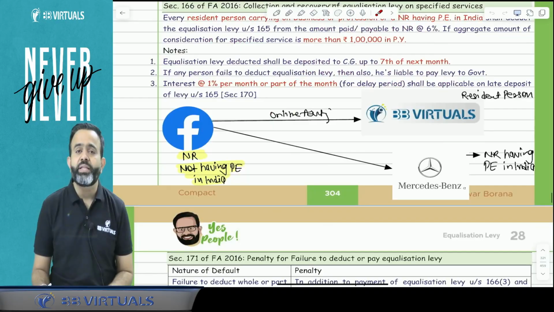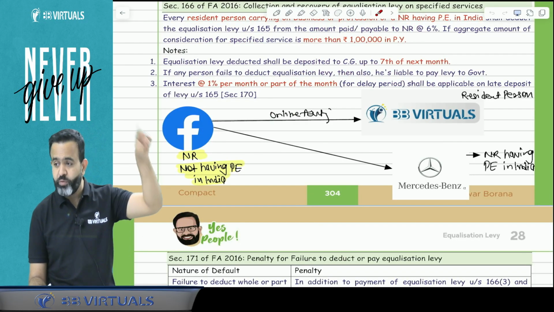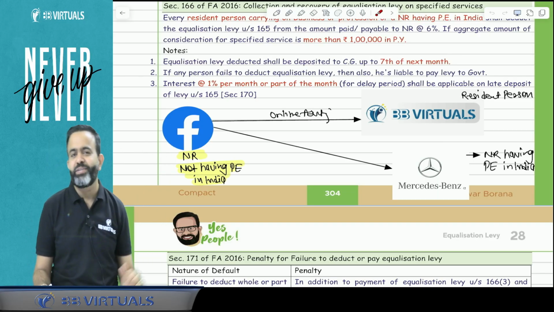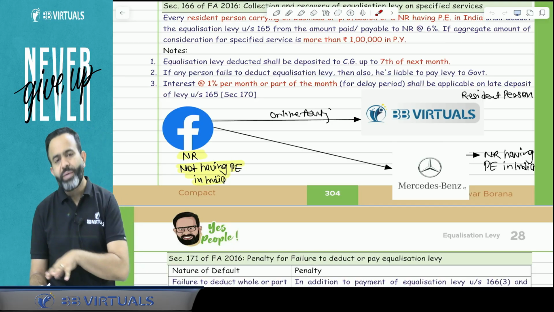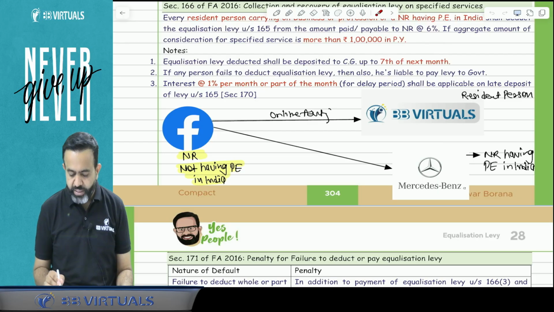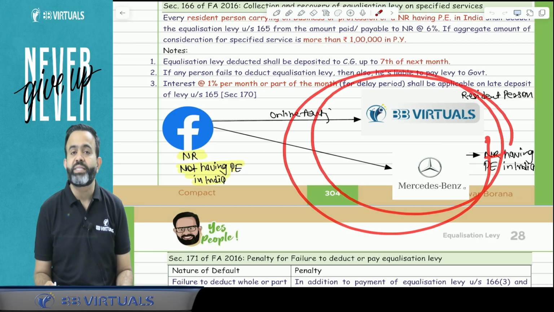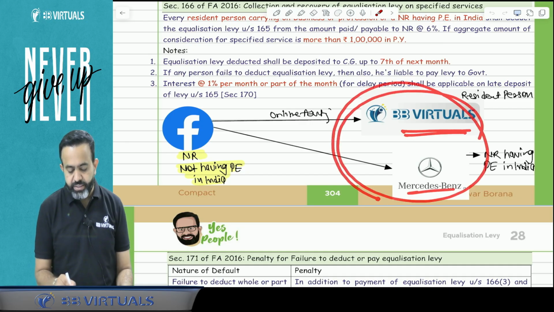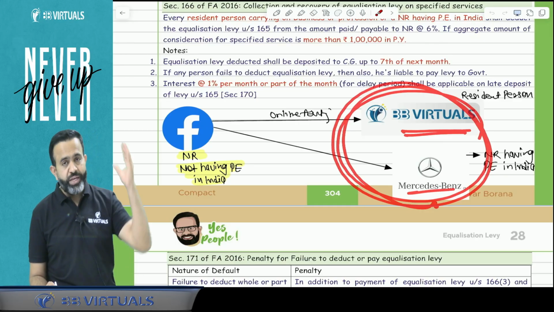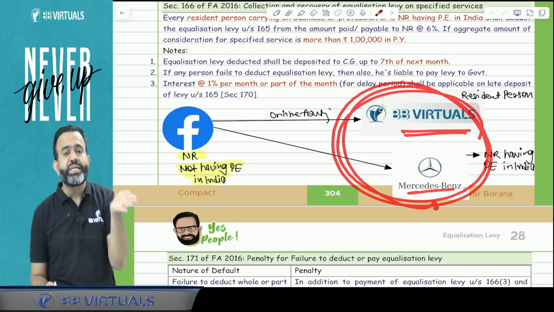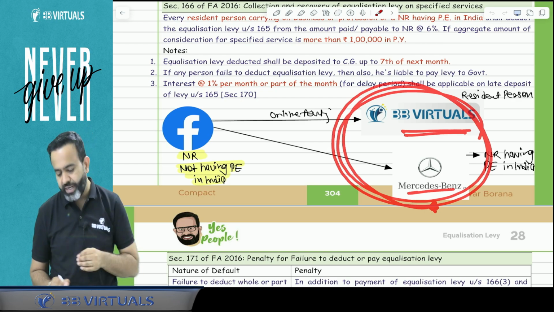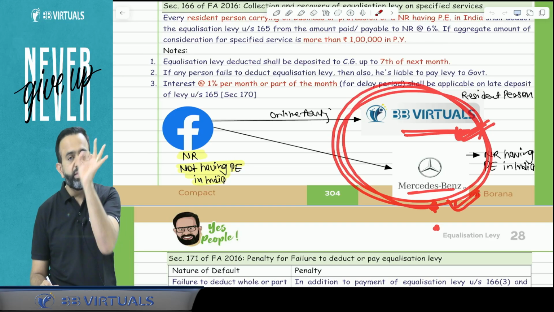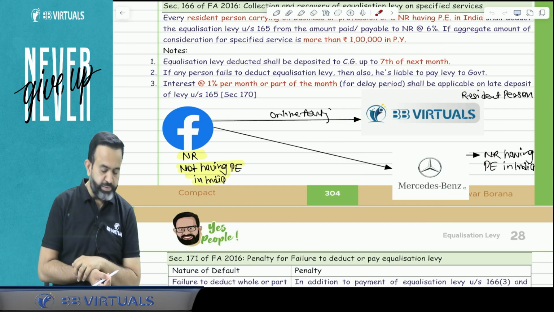The question is, sir, who will pay the equalization levy to the government? Will Facebook pay the equalization levy to the government? Means, will Mark Zuckerberg pay the equalization levy to the government? The answer is no. Here, the lawmaker says that equalization levy will be paid to the government by BB Virtual or Mercedes-Benz India. BB Virtual or Mercedes-Benz India have taken the online advertisement service. So whenever they make the payment to Facebook, they will deduct the equalization levy at the rate of 6% and pay it to the government. Means BB Virtuals Private Limited or Mercedes-Benz India will pay the equalization levy to the government.